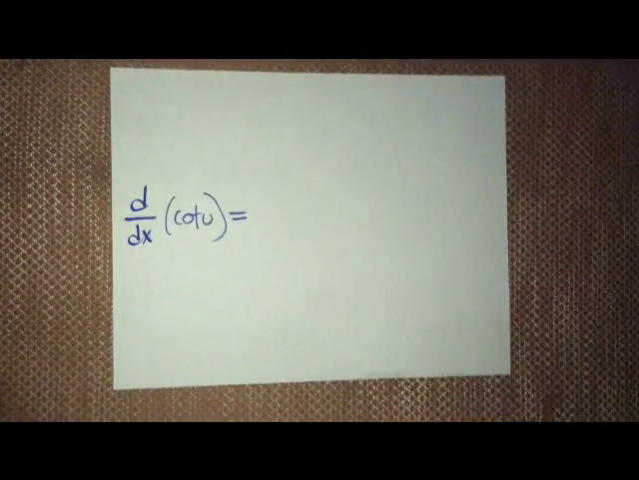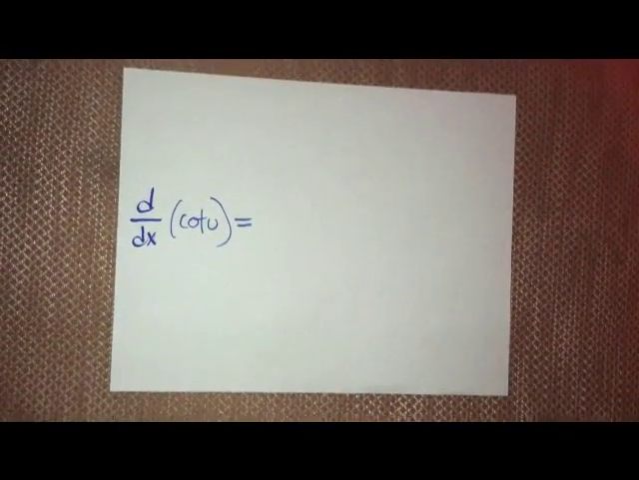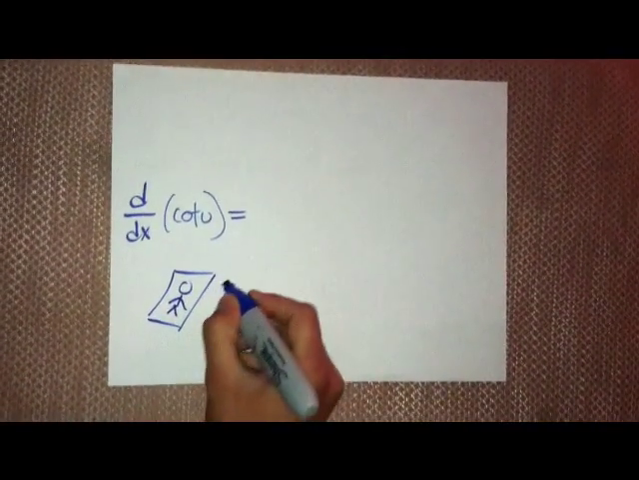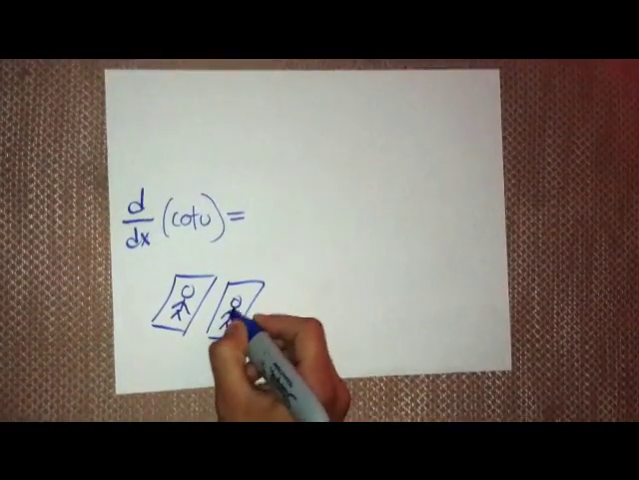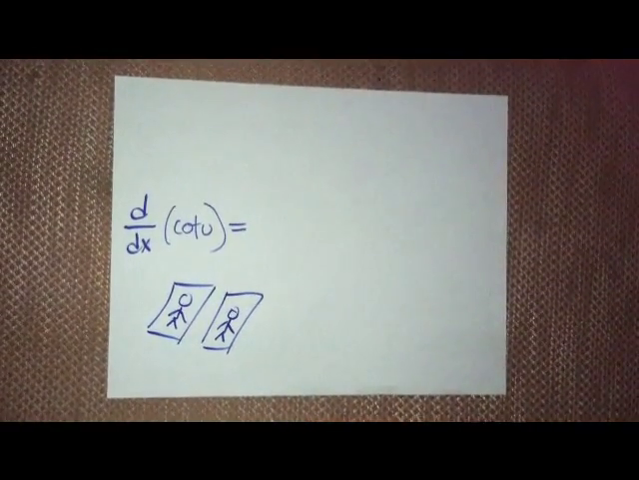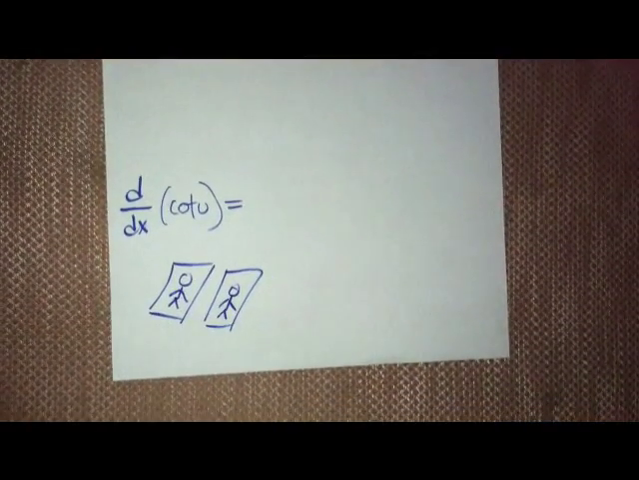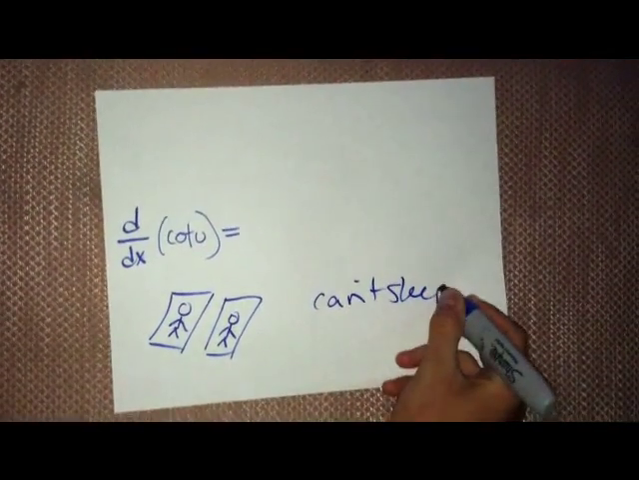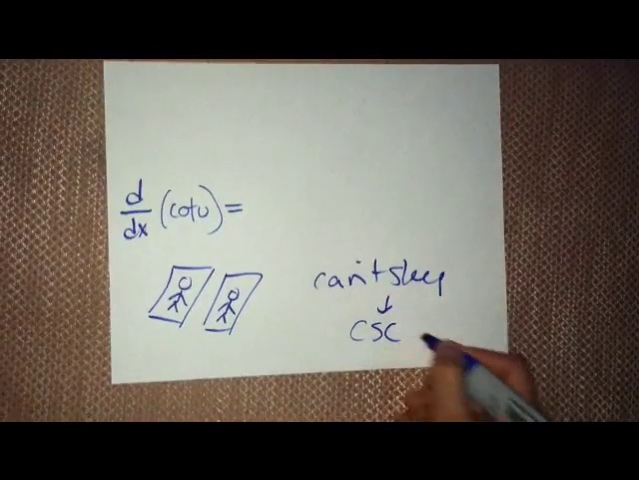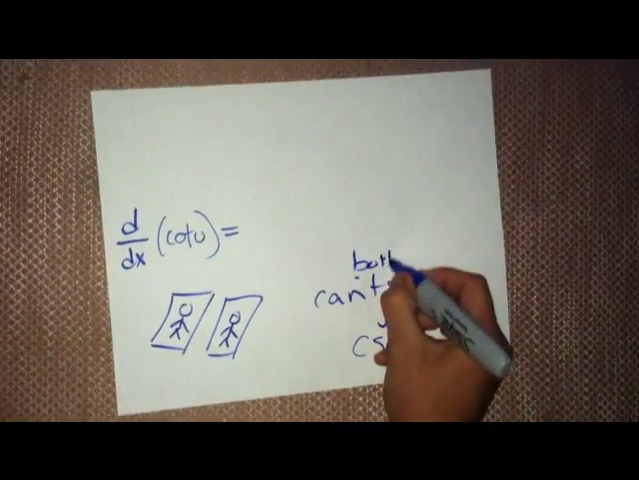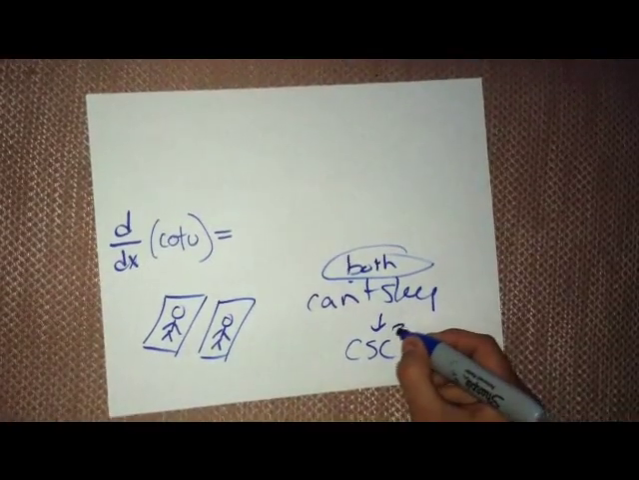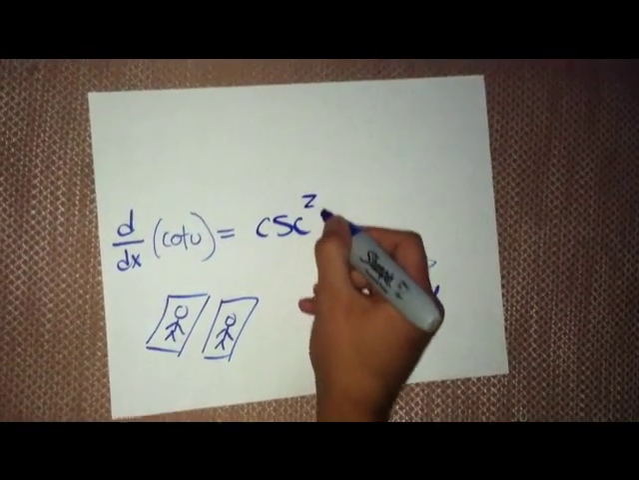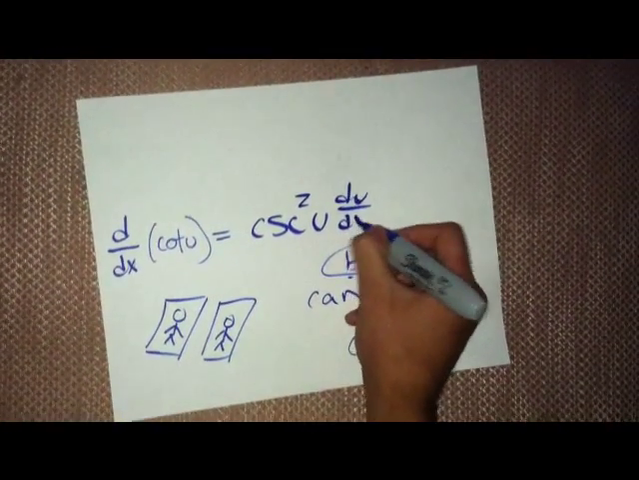Alright, now we're going to look at the derivative of cotangent. Cotangent, you're going to think of you and your friend are out sleeping on cots. But you know cots are pretty uncomfortable, so you both can't sleep. You're going to think can't sleep. It's going to remind you of cosecant. And since you both, that's the key word, both can't sleep, you're going to go cosecant squared. So you're going to get cosecant squared u du over dx.